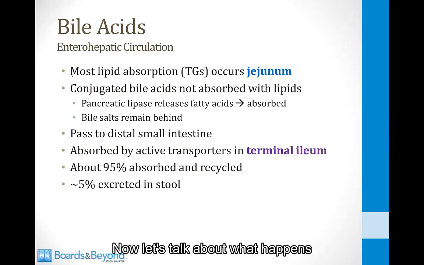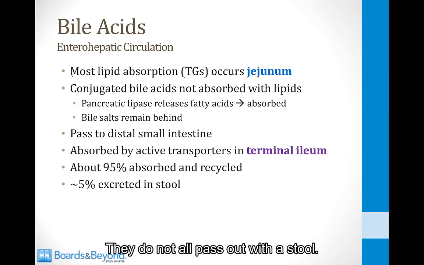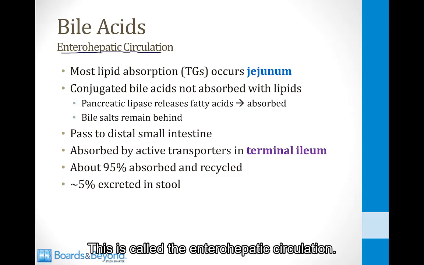Now let's talk about what happens to bile acids and bile salts once they reach the intestines. They do not all pass out with the stool. Some of them are reabsorbed. This is called the enterohepatic circulation.